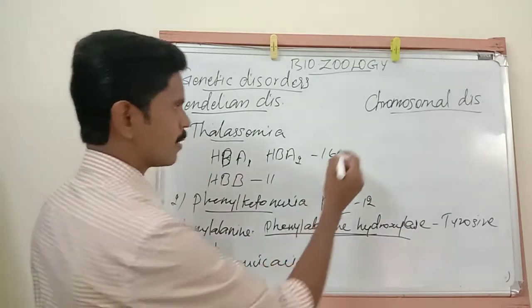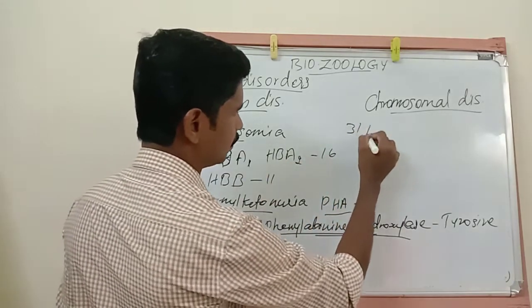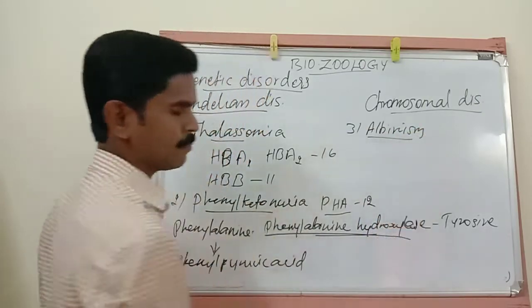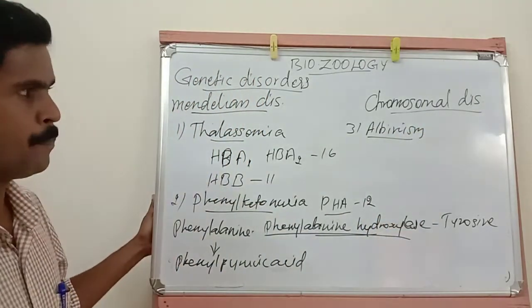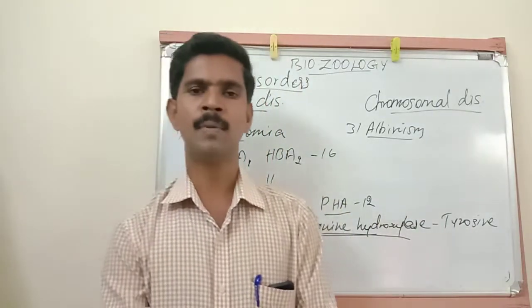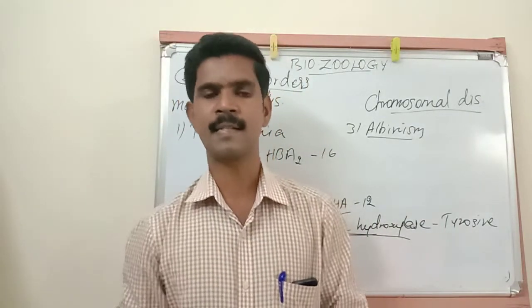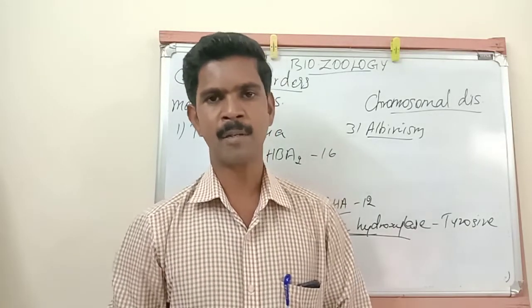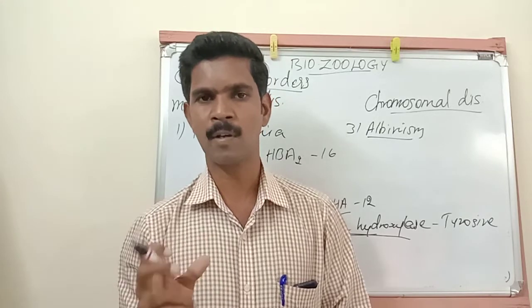The third disorder is called albinism. Listen very carefully. Melanin is a very important colored substance present in the skin, the eyes, and also in the hair. So this melanin pigment is what gives color to our body.